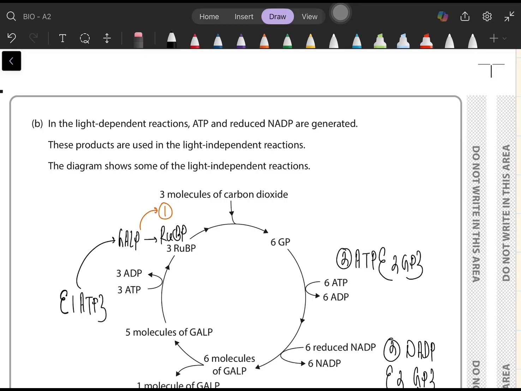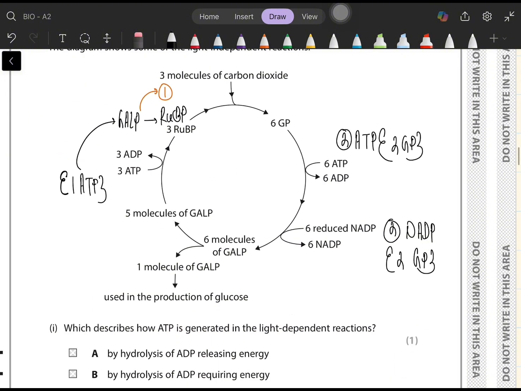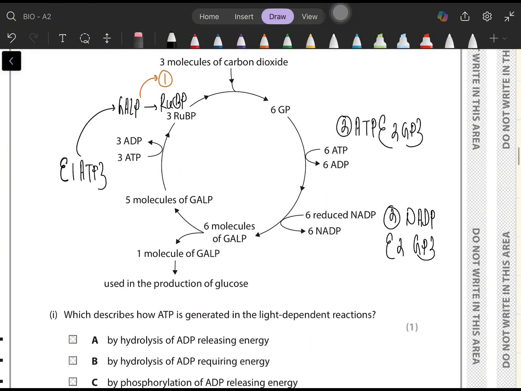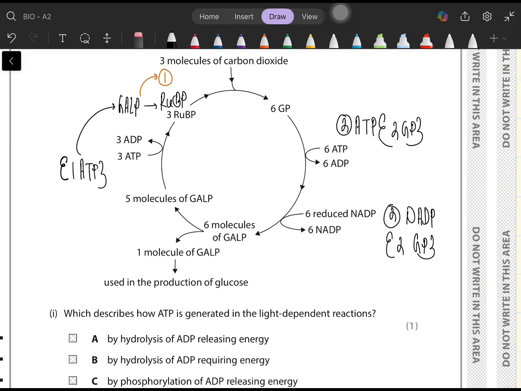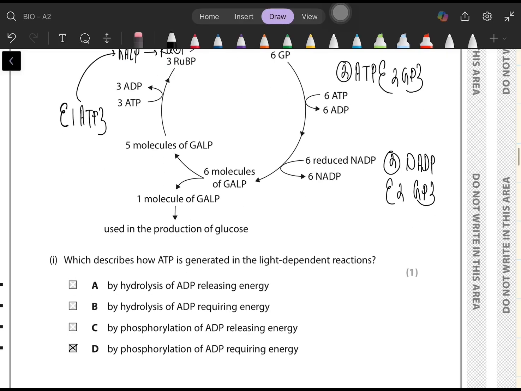Okay, so in the light dependent reaction, ATP and reduced NADP are generated, right? So these products are used in the light independent reaction. The diagram shows some of the light independent reaction. Okay, the diagram describes how ATP is produced in the light dependent reaction, right? So ATP is produced due to the phosphorylation of ADP, adenosine diphosphate, requiring energy, right? Let's just move on.